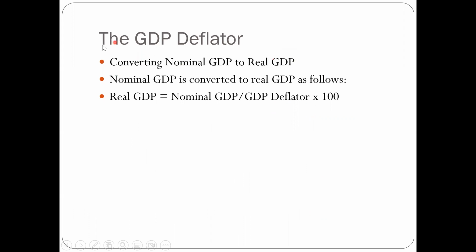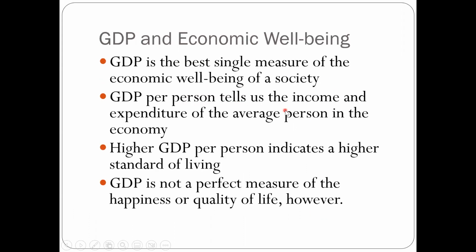So in order to convert nominal GDP to real GDP, we can use this formula. Real GDP is equal to nominal GDP divided by the GDP deflator multiplied by 100.